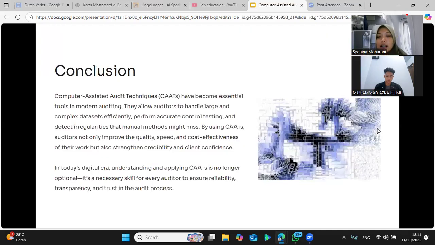The last thing we got here is the conclusion. So to wrap up, CAATs have completely changed how audits are performed. They allow auditors to handle massive amounts of data efficiently, detect issues faster, and provide more reliable assurance to stakeholders. So in today's digital audit environment, mastering CAATs is no longer optional, it is essential.